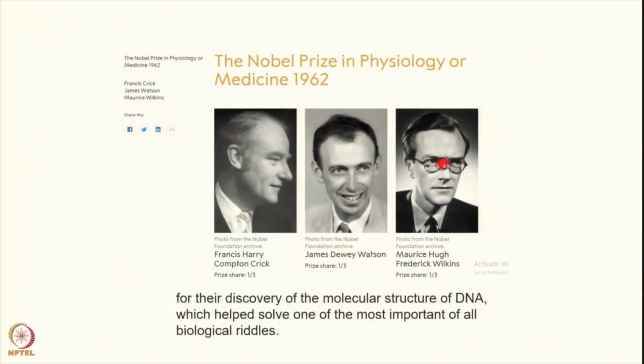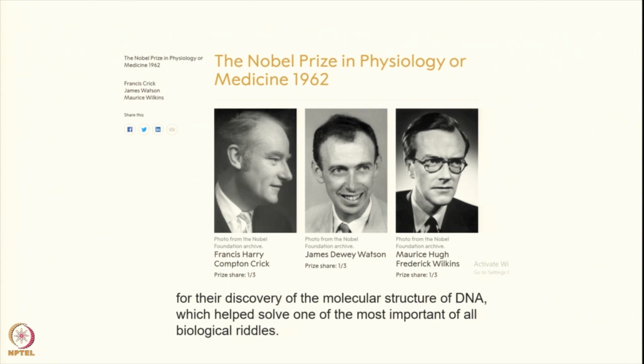Now, this process of understanding the structures was of course an important topic, and several people had worked on it, and there are various kinds of empirical rules which had evolved. On the basis of what is called fiber diffraction data, these three people brought out a model of the DNA structure. They proposed a model of the DNA structure, and they got the Nobel Prize for that in physiology or medicine in 1962, for the discovery of the molecular structure of DNA, which helped solve one of the most important of all biological riddles, that is the replication process.